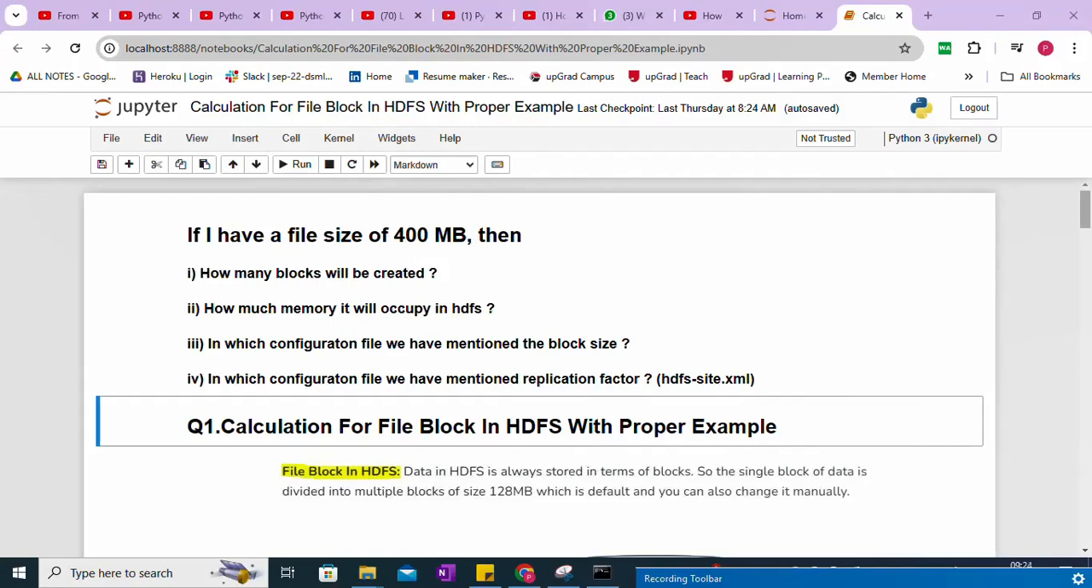Based upon the file size, you just have to tell me how many blocks will be created, how much memory it will occupy in the HDFS, in which configuration file we have mentioned this block size, and in which configuration file we have mentioned the replication factor. We'll talk about everything, the replication factor, the block size, and all.